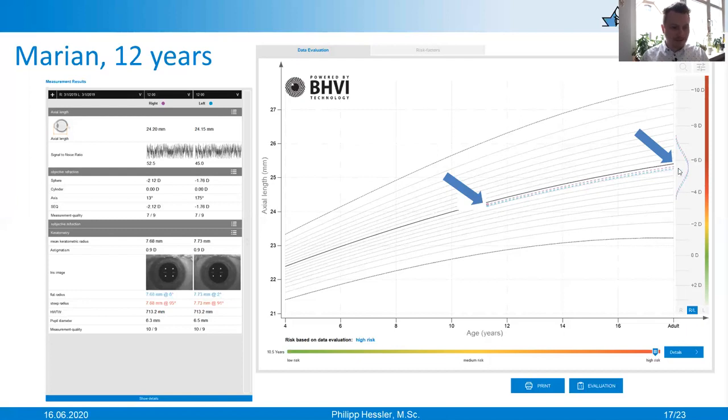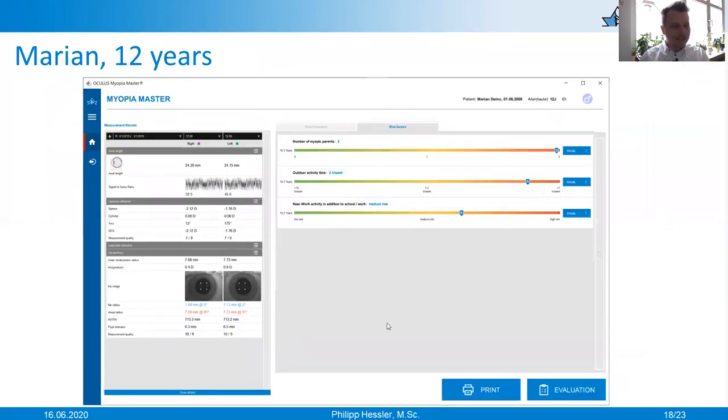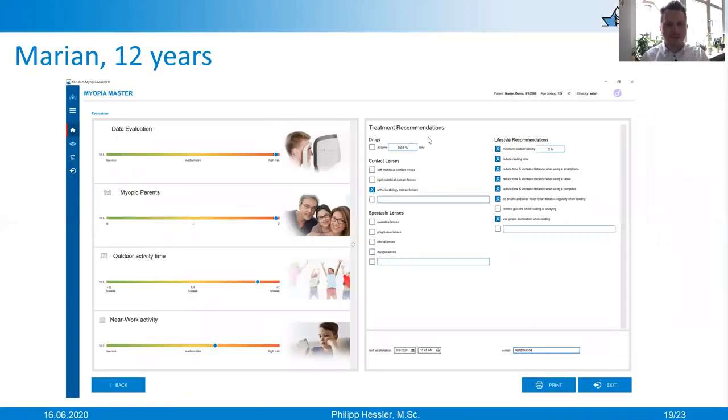So Marian, yes, what will we expect? You will get nearly -6, won't you? Very high. Yeah, the risk analysis is that he has 2 myopic parents, and he is really a risk candidate for myopia progression. And now we look at the treatment. So in Marian's case, we started an orthokeratology treatment. And in addition, as always, we gave him some lifestyle recommendations.